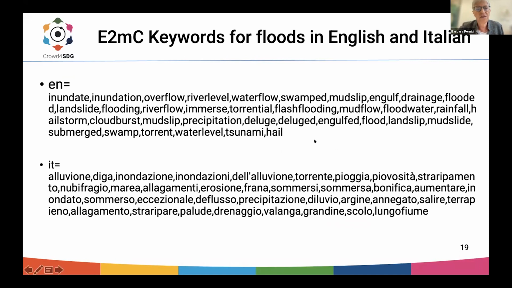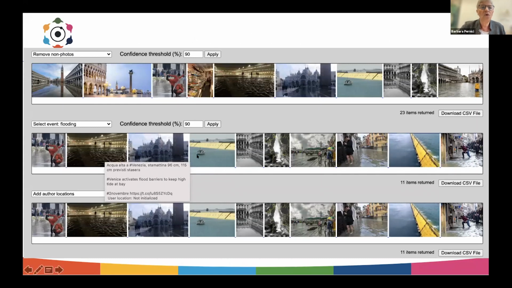So we had the English list, I just listed here, and the Italian one, which is not the translation of the previous one, but the most used keywords in these events. So you have to find your keywords to find the good information from Twitter. And then you can go on and select, I show the filters.